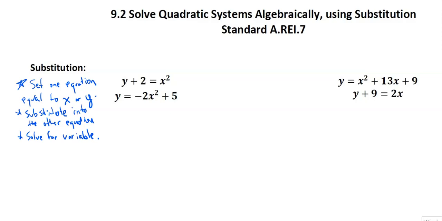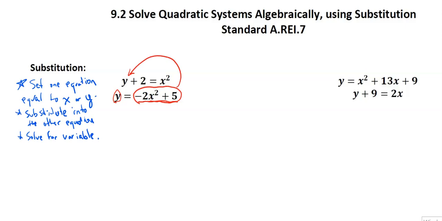In this example we've got y plus 2 equals x squared, and we have y equals negative 2x squared plus 5. So here we see that y is already solved in this equation. It's already alone on the one side. And so we can just take this negative 2x squared plus 5, that's equal to y, and put it in here for y.